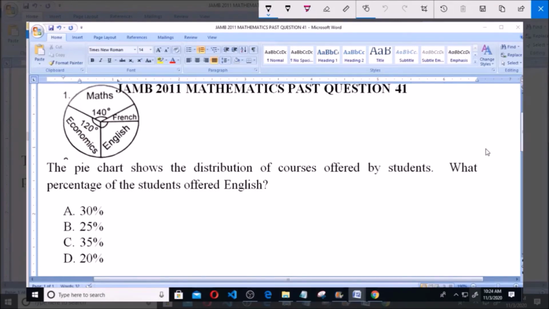The pie chart shows the distribution of courses offered by students. What percentage of the students offered English? Now looking at this pie chart, for those that offered maths, you see we have 140. For those that offered economics, 120 degree.